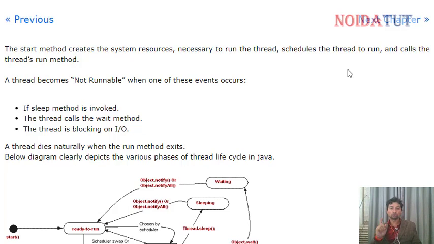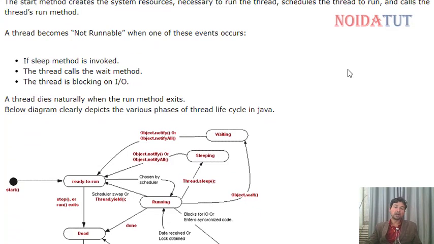A thread becomes not runnable when one of these occurs: if the sleep method is invoked, the thread calls the wait method, or the thread is blocking on input and output. A thread dies naturally when the run method exits. The below diagram clearly depicts the various phases of the thread life cycle in Java.